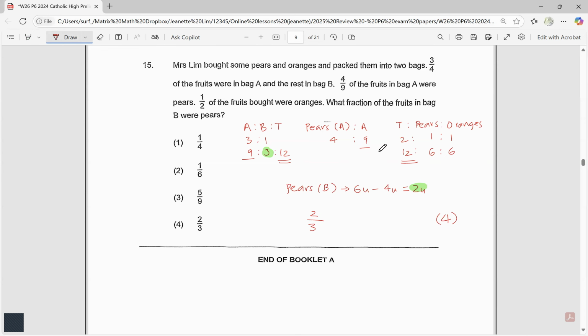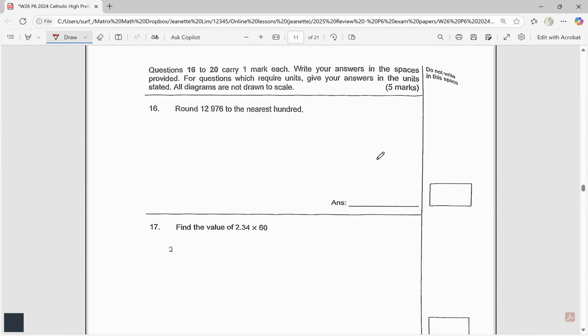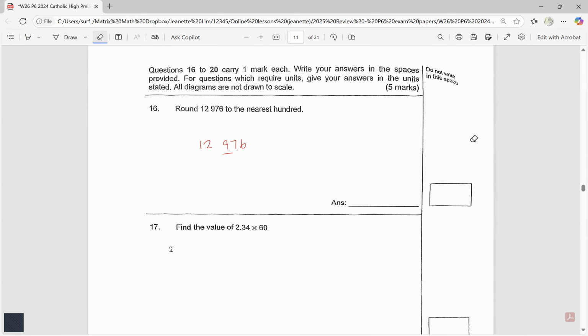Okay, let's look at booklet B. Question 16. Round this number to the nearest hundreds. Okay, hundreds place is 9. Sorry, approximately. So approximation sign.